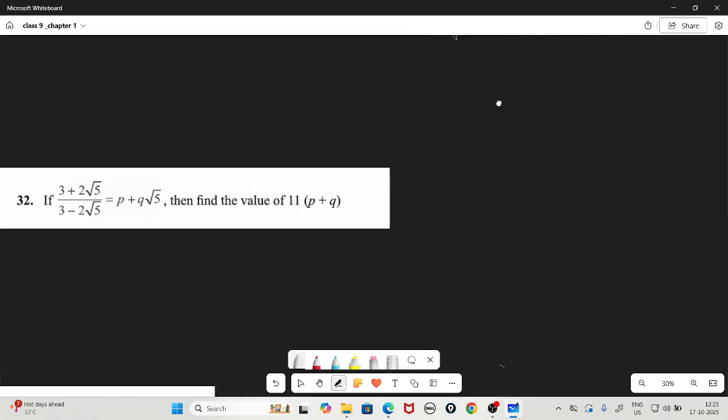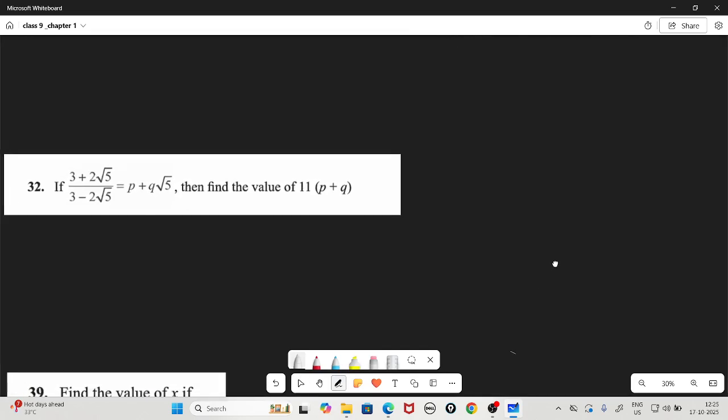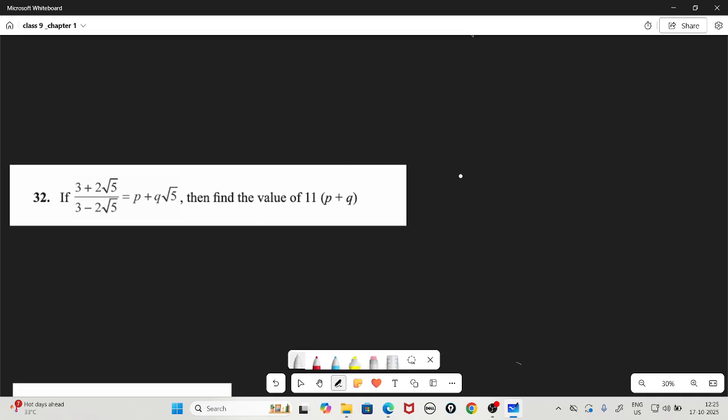Okay, now this is another type of problem which is frequently asked. It is given that 3 plus 2 root 5 divided upon 3 minus 2 root 5 is equal to p plus q root 5. So basically the left hand side of the equation should be reduced to the form p plus q root 5 so that we get the value of p and the value of q, and we will plug in the value of p and q in 11 plus pq and we'll get our answer. It's very simple. We need to find out this value.